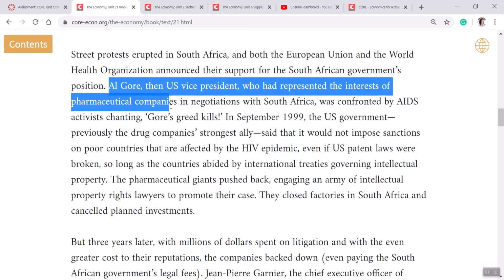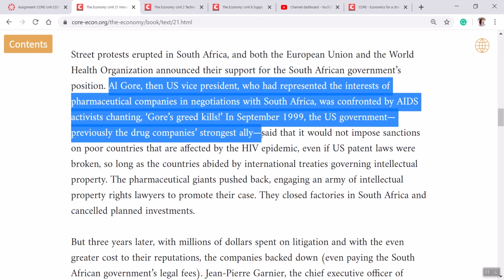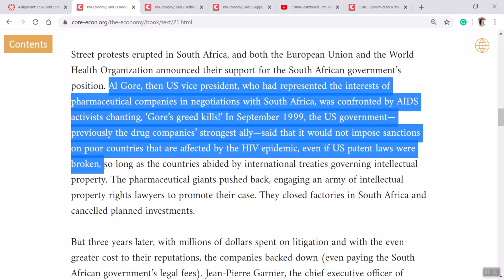So now we have Al Gore was president of the United States at the time. So now we have the USA government getting involved. We have USA patent laws, right? So the patents were on these drugs, but other companies had gotten access to how to make them and they were creating the drugs. Is that legal? Is that not legal, right? That's where we have that lawsuit.